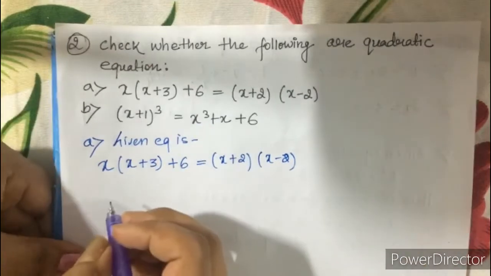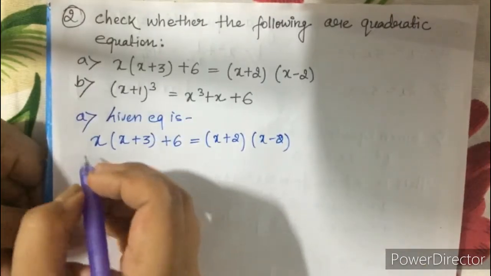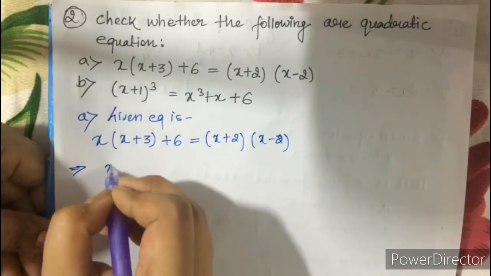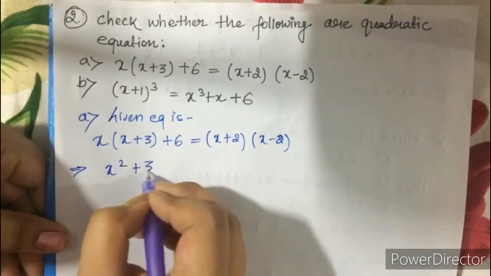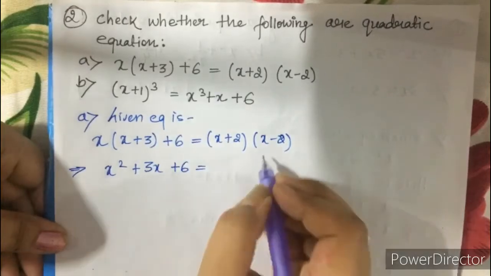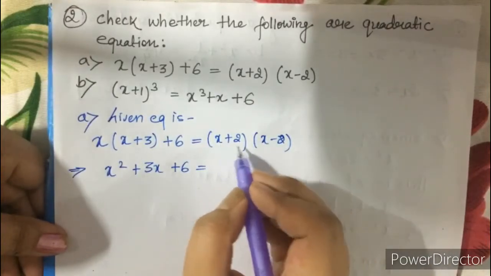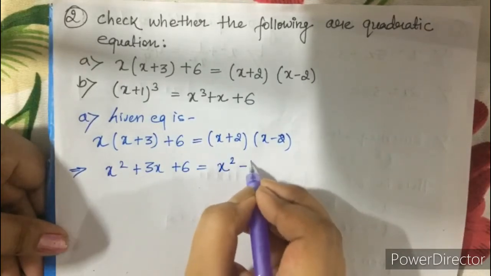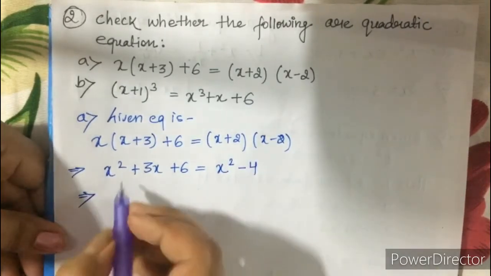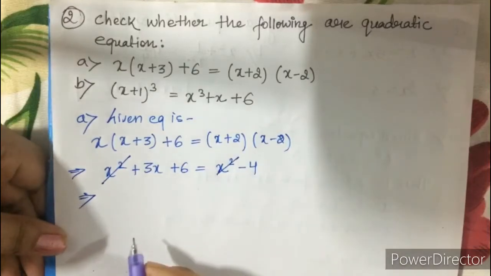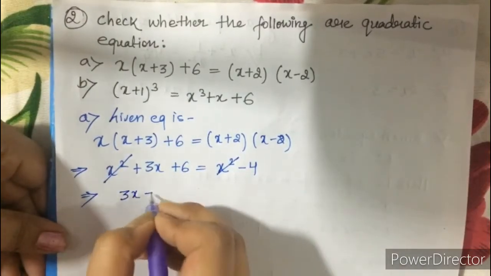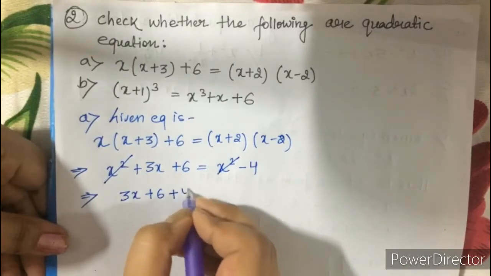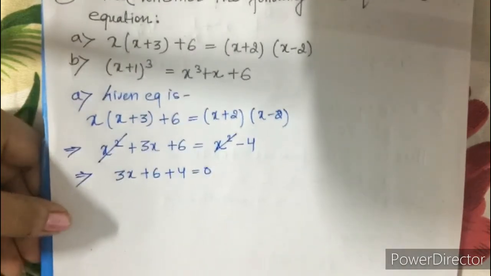Firstly we will need to solve the LHS, which is x multiplied by x, that means x square plus x into 3 is 3x plus 6 is equal to, it is in the form of a plus b, a minus b, so you can easily write down x square minus 4. Now x square and x square will be cancelled, so we'll take minus 4 to the left hand side, so plus 4 equal to 0.